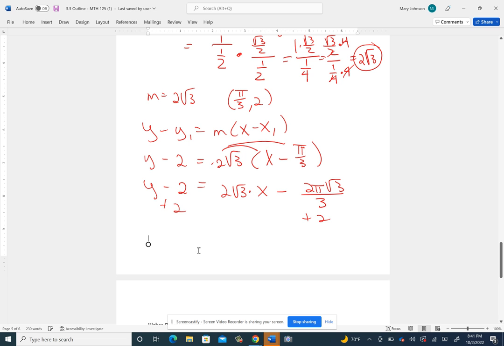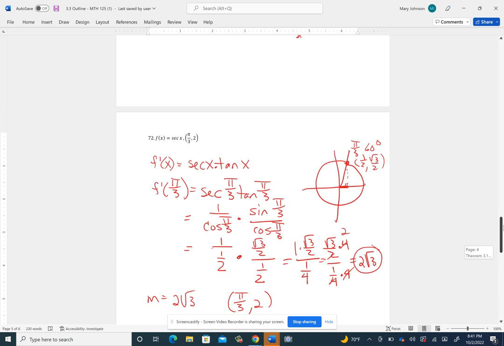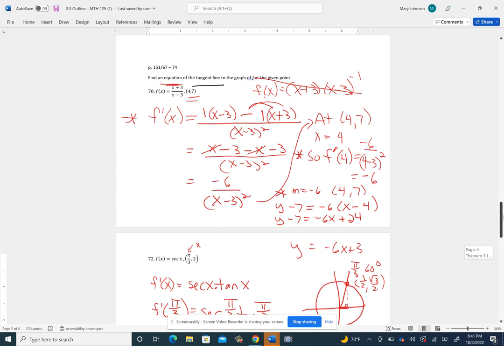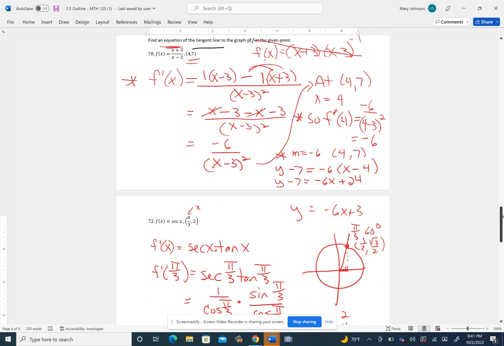Now, let me just back up a minute. Getting things in slope-intercept form in a non-trig function is great. So we got y equals negative 6x plus 31. So that works out great. But you might have noticed that a lot of times in the back of the book, they're putting things in, I think the term is general form, where everything's on one side equal to 0.